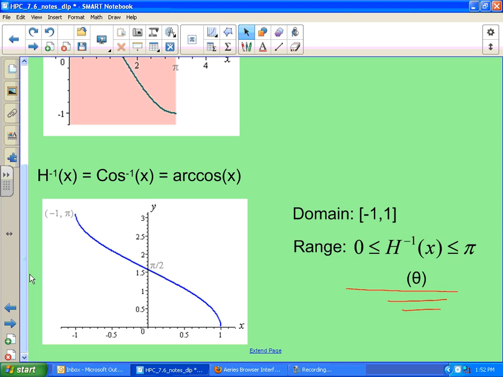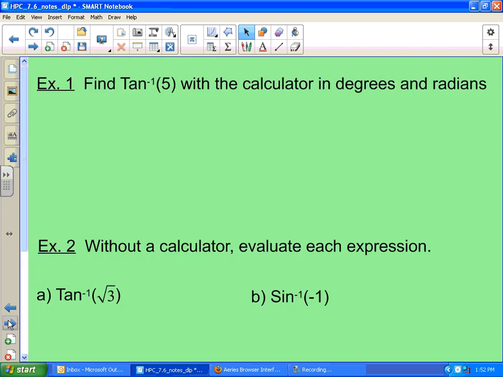Okay, before we roll on to some example problems, what questions are there? Nada? Okay, so let's try some stuff.